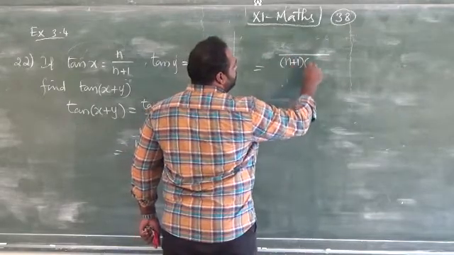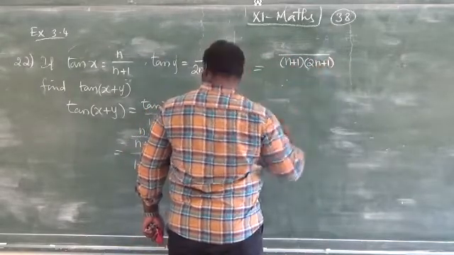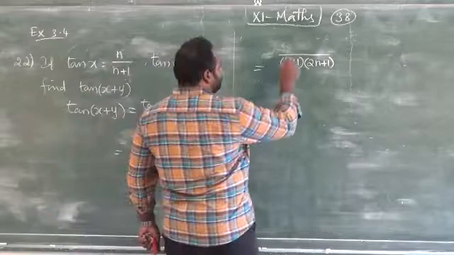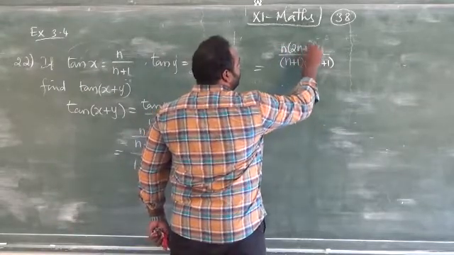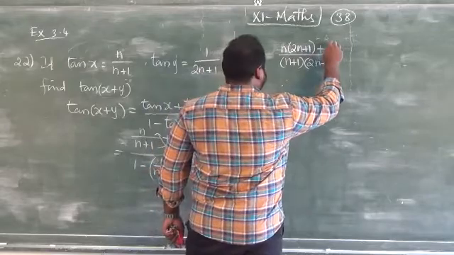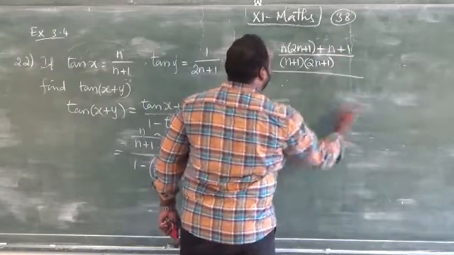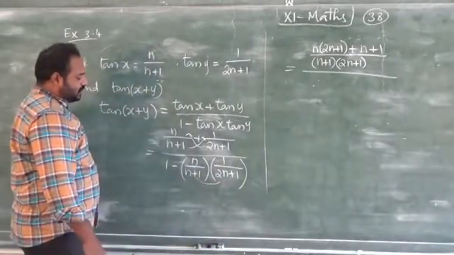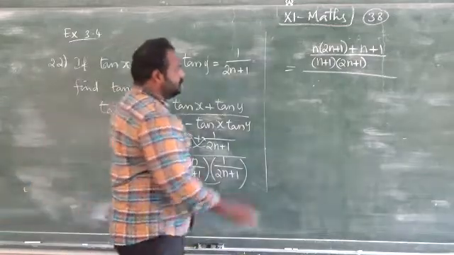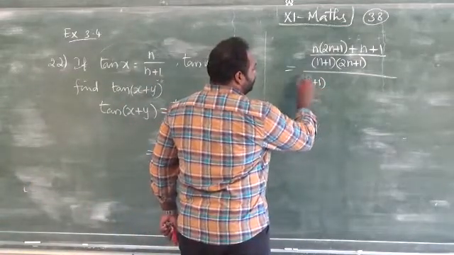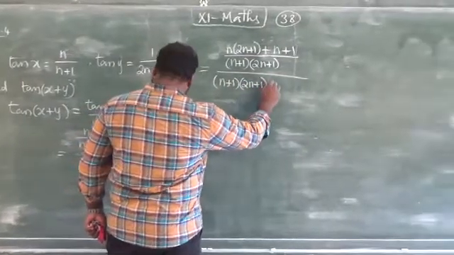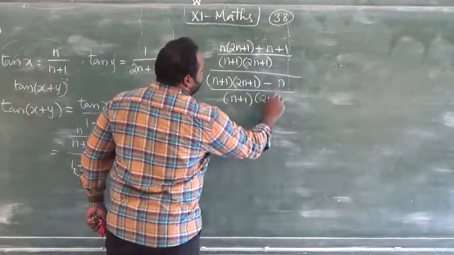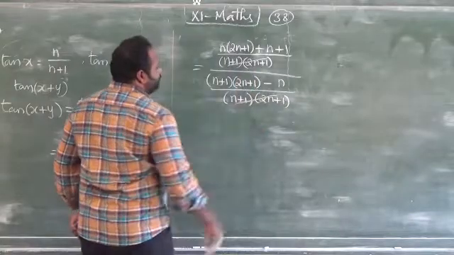N plus 1 into 2n plus 1. So we have to cross multiply this in the numerators. So n into 2n plus 1 plus 1 into n plus 1 whole divided by, here the denominator is n plus 1 into 2n plus 1, into cross multiply with 1. So it is n plus 1 into 2n plus 1 minus numerator is n divided by n plus 1 into 2n plus 1. So we know that denominators will be cancelled.